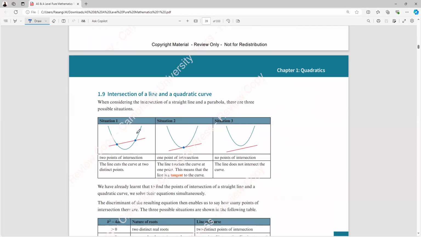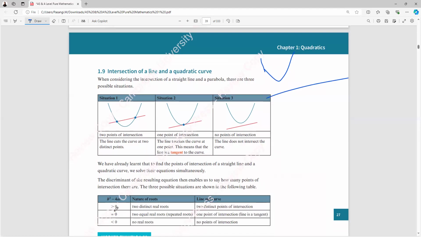If it touches, we have only one single point. But if there are no points, they won't intersect and they won't touch either. It will be like this. Is it clear? Okay, then what will happen again for these ones?